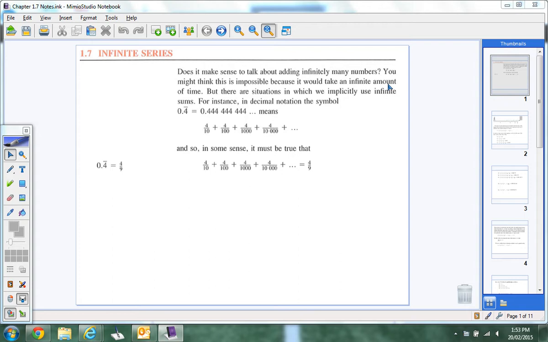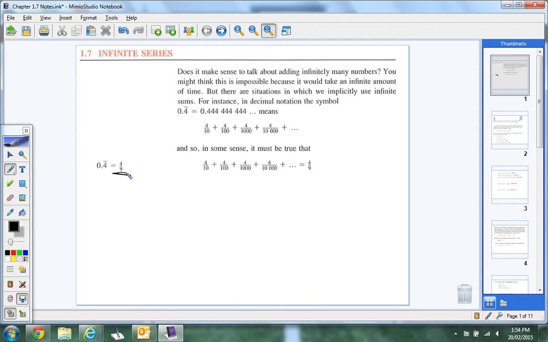infinite sums. For instance, the decimal notation of the symbol 0.4 repeating means it's going on forever. We know that. But at the same time, it also has a value. 0.4 repeating is 4 over 9. So it's not stupid to actually figure out what that would be in terms of a limit, because it could be approaching a certain number, like 4 over 9.